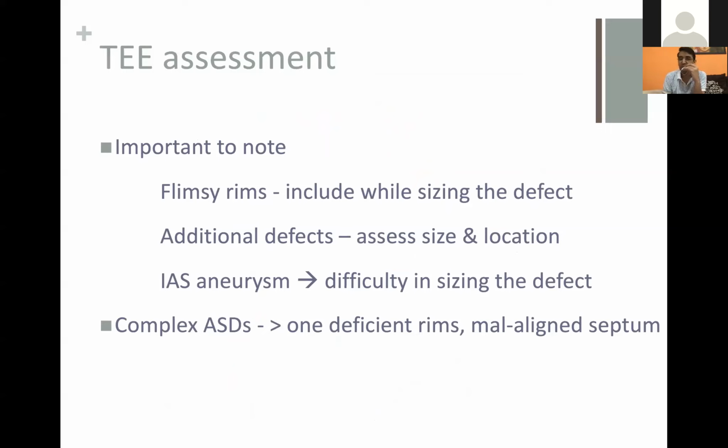If they are flimsy, we might decide to upsize, excluding those flimsy areas of the limb. Additional defects, to assess their size and location and suitability to cover with a single device, or to devise a strategy for an additional device if you want to use. It is also very crucial in patients with IAS aneurysm, because in those cases, it's quite difficult to size the defect properly. Complex ASDs, when we have more than one deficient rim, or there is malalignment of the septum.